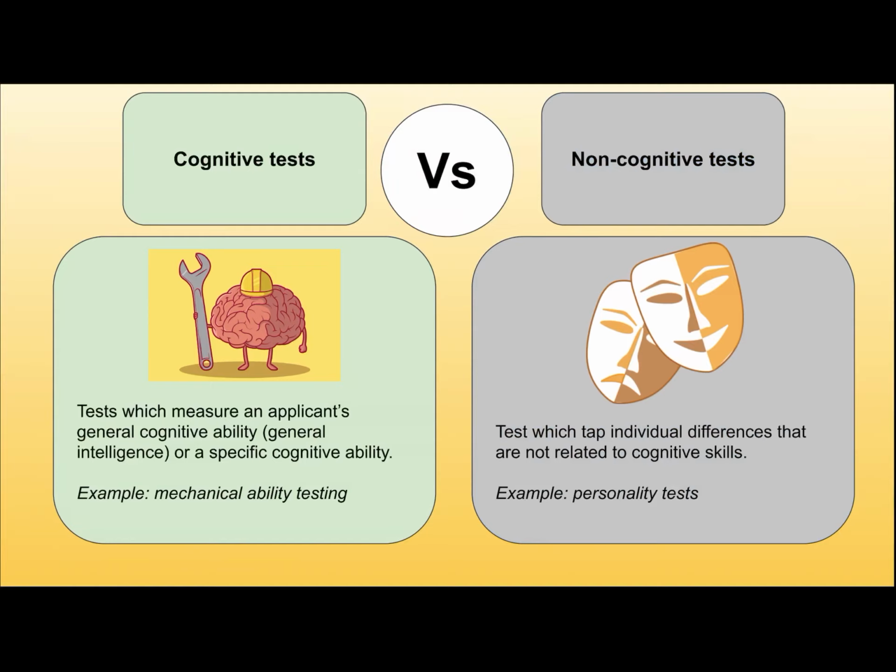Next is the difference between cognitive tests and non-cognitive tests. This one's actually quite important. In general, cognitive tests measure cognitive ability, general intelligence, or specific cognitive abilities. Maybe how well you notice errors in written work or your mechanical ability, things like that. Non-cognitive tests are more about personality, not about your actual intelligence or cognitive skills.